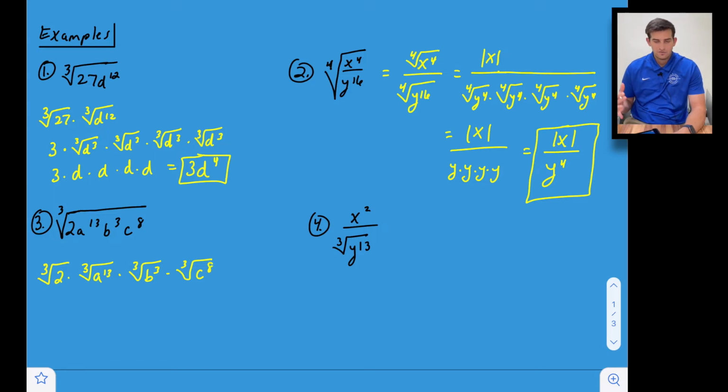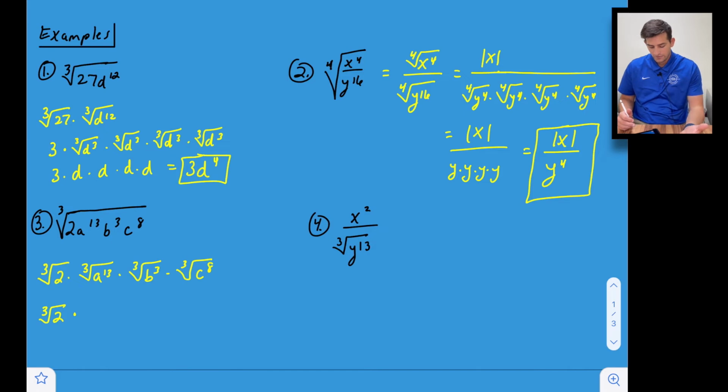So now as we go through, we're just going to kind of simplify as we can, and then we'll put our answer back together at the end. So the cube root of 2 we can't do anything with, so let's just leave that as the cube root of 2. All right, now the cube root of a to the 13th. What we need to think about here is how many multiples of 3 could we get from 13 so that we could factor out or simplify out some a's outside of my radical.